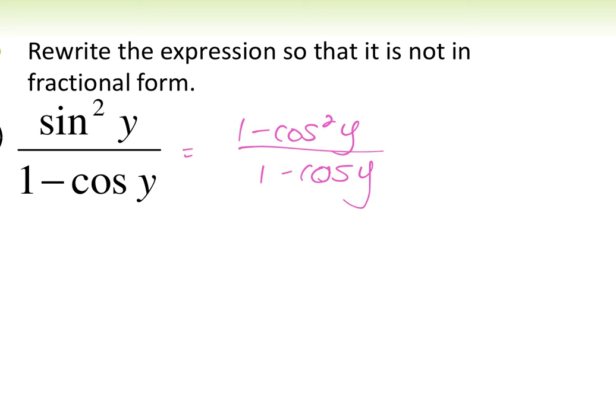How do you cancel the whole thing? Yeah, because you have 2 on top and 1 on the bottom. But that's 1 minus cosine y times cosine y, right? I can't cancel part of it. You can't do that. No, you can't cancel that way. There's a way to cancel, but not like that.